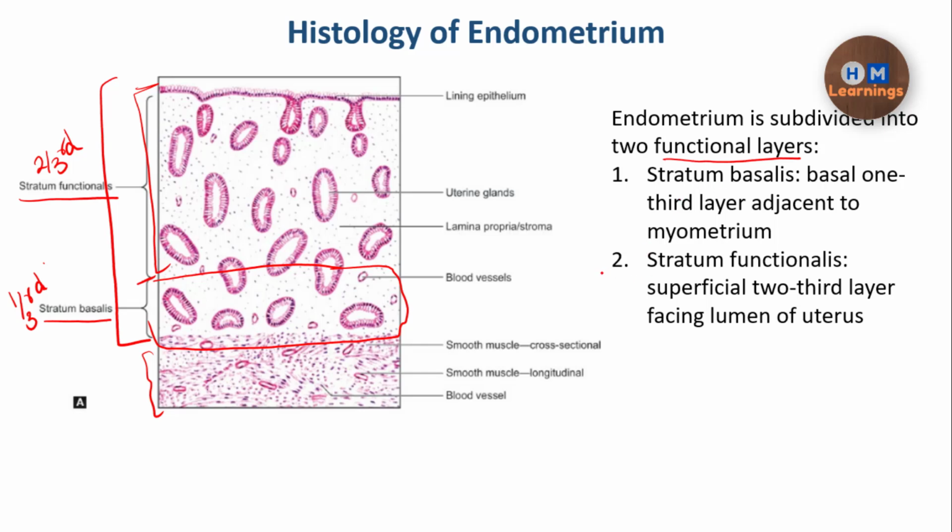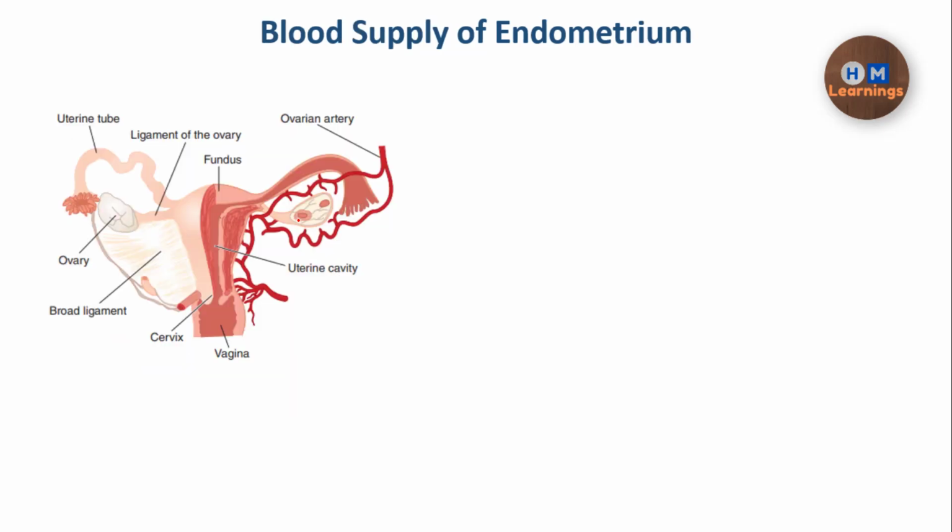The stratum functionalis is the layer which is shed off or sloughed off during the menstrual phase, but the stratum basalis always remains, and from this layer only the regeneration process occurs during the proliferative phase. We will talk about this in detail in the next video. So we have seen what the endometrium is, what the cells in the endometrium are, and the two functional layers of the endometrium. Now we will look at the blood supply of the endometrium, because this is also going to show variation in different phases of the menstrual cycle.